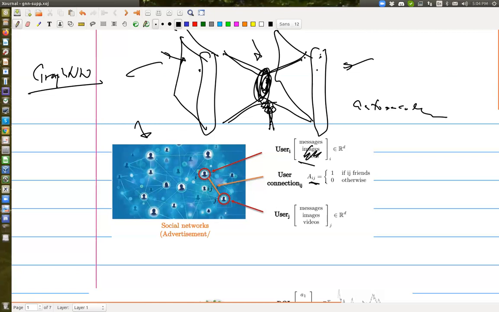Here A_ij is the adjacency matrix. How do we spell that? Adjacency matrix. And you can represent this data as a graph. A graph is composed of nodes, also called vertices, and edges. The edges connect the nodes together, and that basically forms the graph.